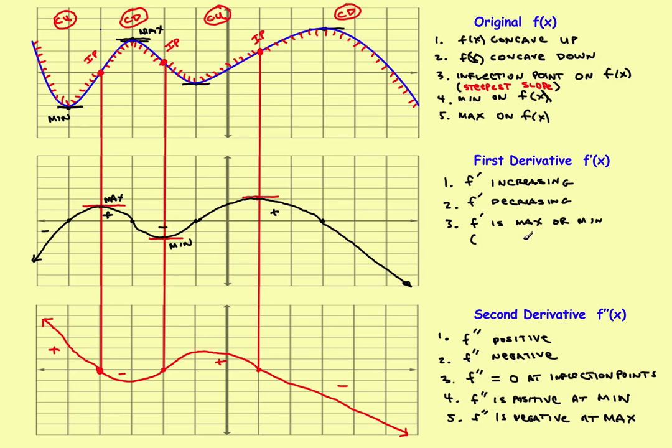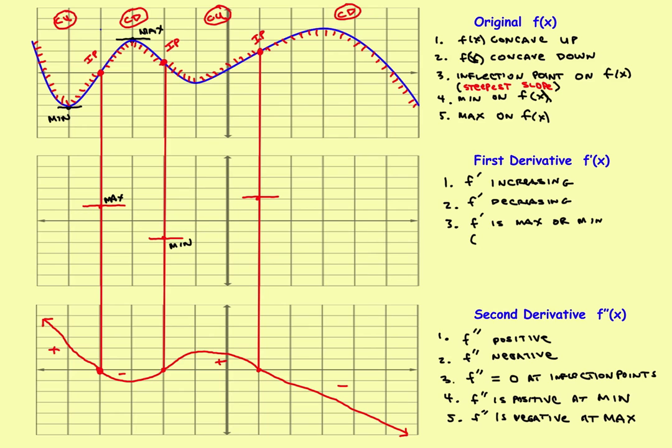Okay, so what that is, that's just a brief overview of how the original function, the first derivative, and the second derivative all tie together. Now, again, I'll go ahead and turn off the first derivative graph because in this series we're mainly interested in the second derivative graph and concavity.